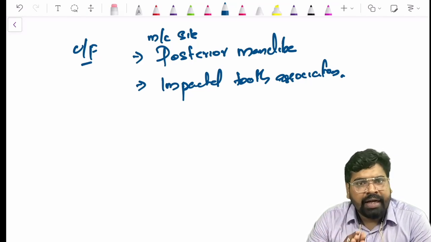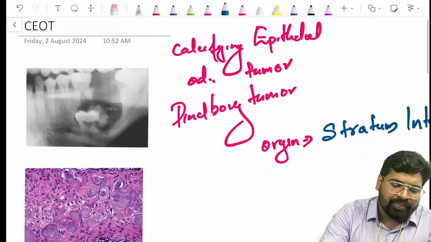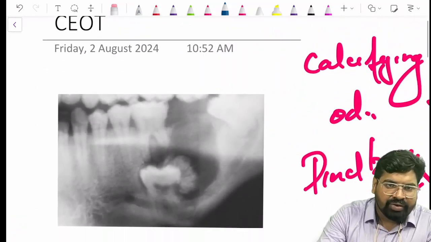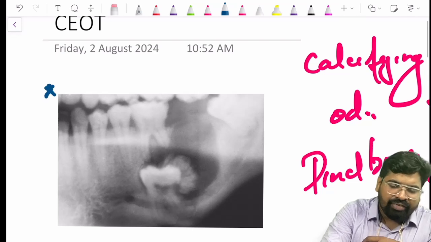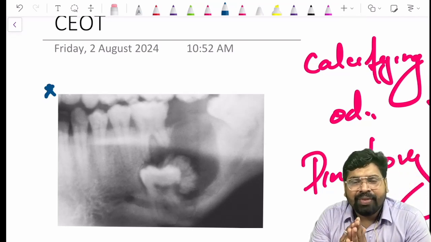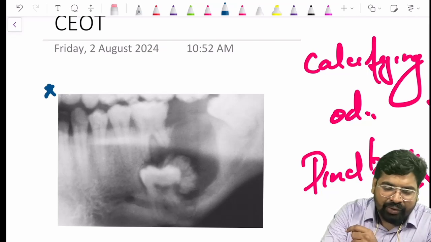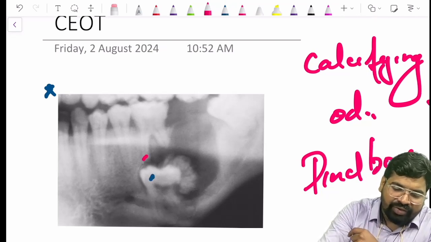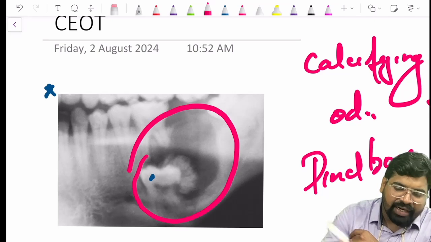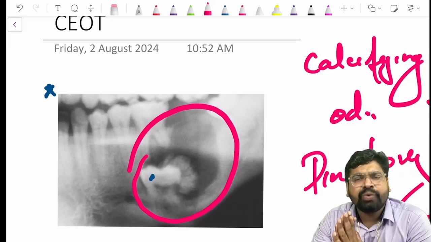And what about the radiograph? Can you see this picture? I want to show you this picture. Can you see this radiographic picture? What you see here is an impacted tooth here, and a radiolucency here. I can appreciate a radiolucency there and an impacted tooth there.